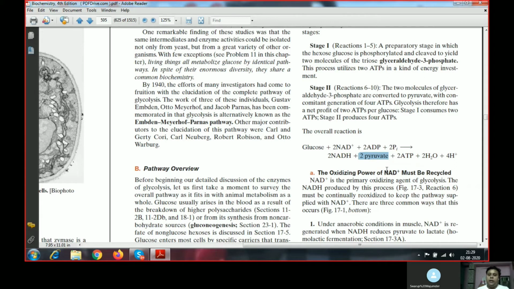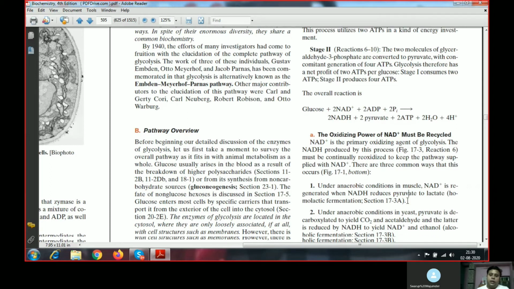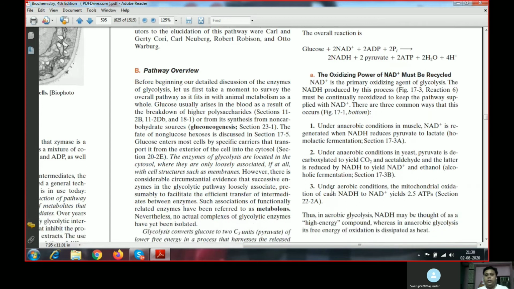So this NAD plus must be recycled by the anaerobic process that occurs in muscle. Under anaerobic conditions in muscle, NAD plus is regenerated when NADH reduces pyruvate to lactate, which is also known as homolactic acid fermentation. And there is another process, known as alcoholic fermentation, by which you can also generate NAD plus. And in aerobic conditions, after the TCA cycle, electron transfer and oxidative phosphorylation, you can also generate NAD plus.